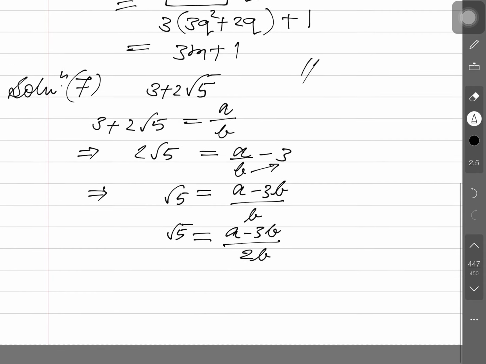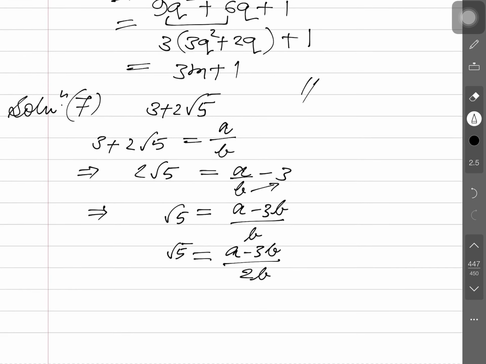What you will write later: a and b are integers, which implies that a minus 3b is an integer and 2b is an integer, and integer upon integer is rational, which is equal to root 5, that is irrational. How can a rational be equal to an irrational? It is a contradiction to the supposition that this is rational. It is not rational, it is irrational.